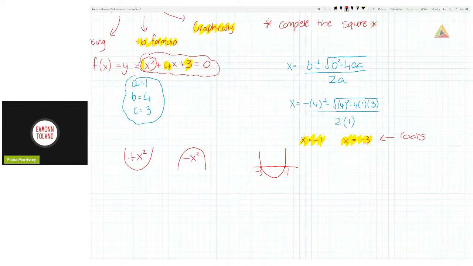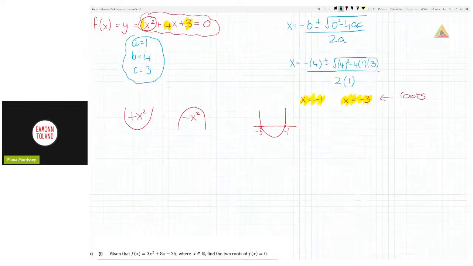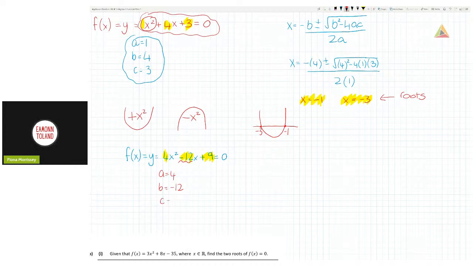Okay, so let's just try another one with a slight difference this time. This time, the function we're going to try to solve is f of x, which we know is also the same thing as y, is 4x squared minus 12x plus 9 equals 0. So again, we're going to use our minus b formula. We need to figure out what our a, our b, and our c are. So our a is the number in front of the x squared, that's 4. Our b is the number in front of the x, be careful, it's a minus 12. And our c is the constant at the end, which in this case is a plus 9.